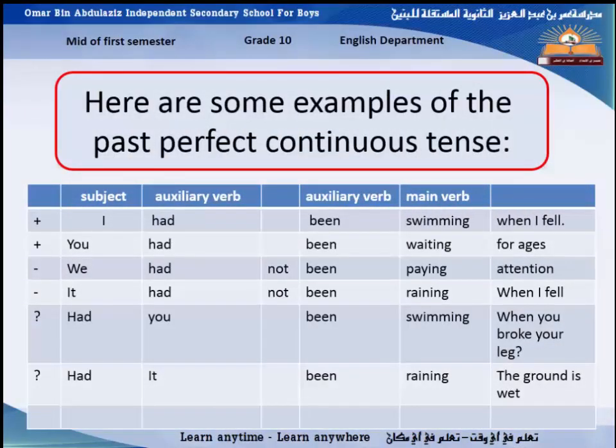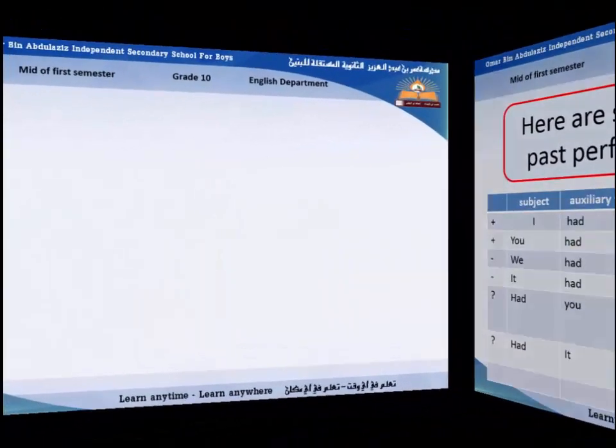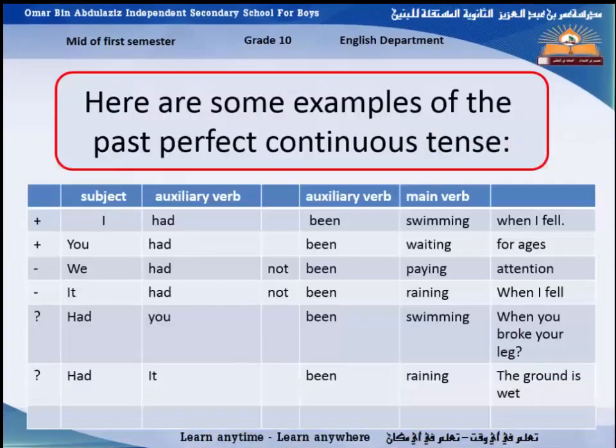Some examples of the past perfect continuous. I had been swimming when I fell. You had been waiting for ages. We hadn't been paying attention. It hadn't been raining when I fell. Had you been swimming when you broke your leg? Had it been raining? The ground is wet.